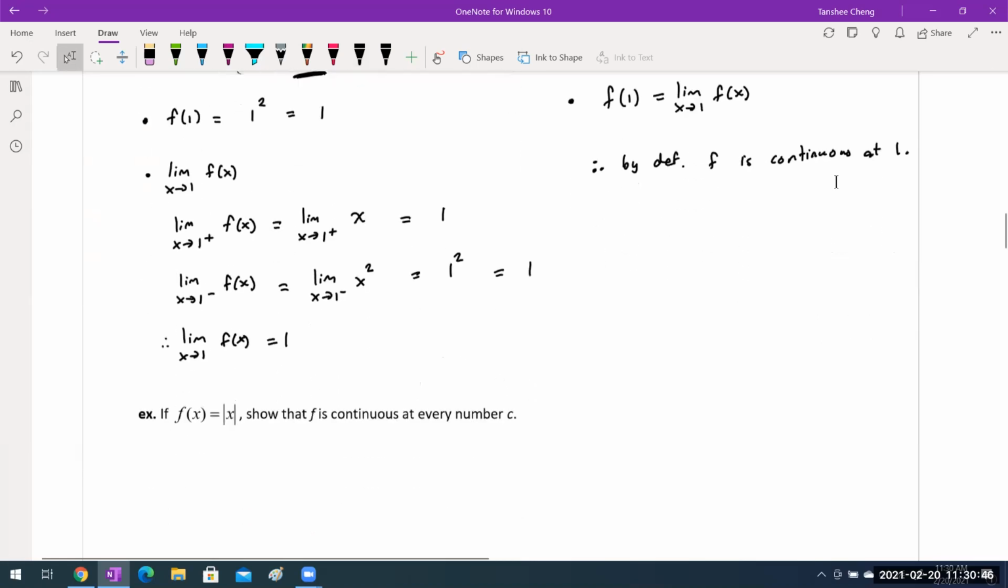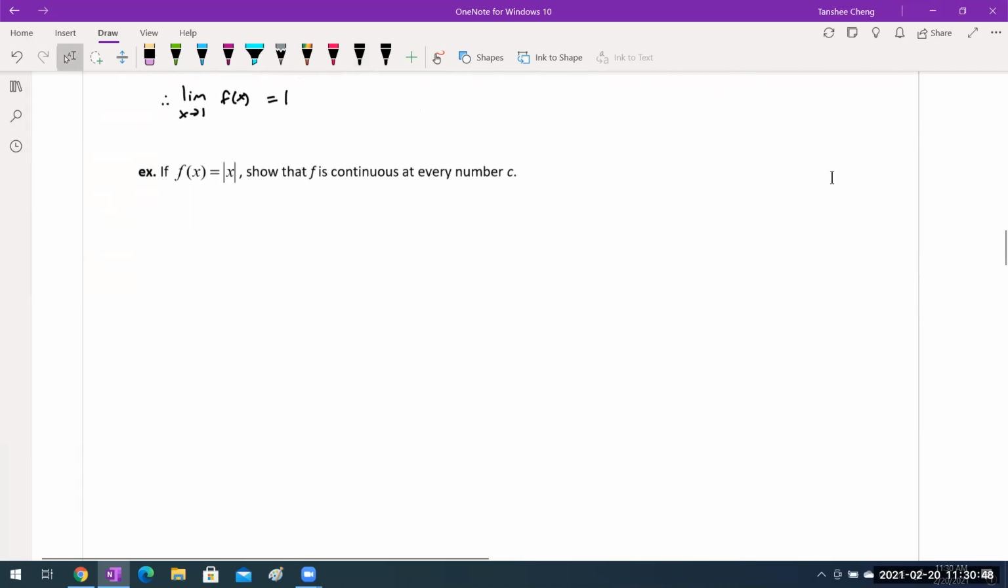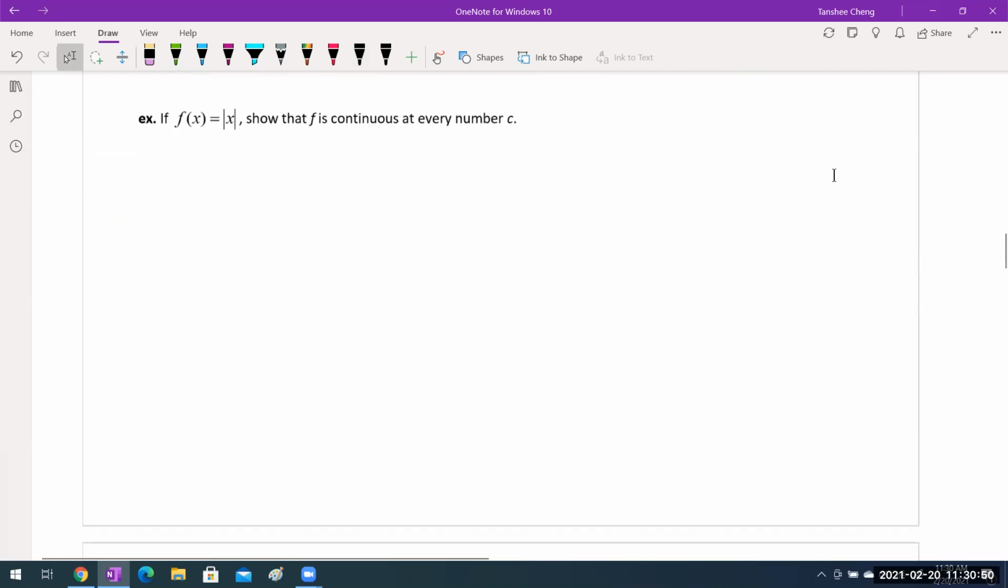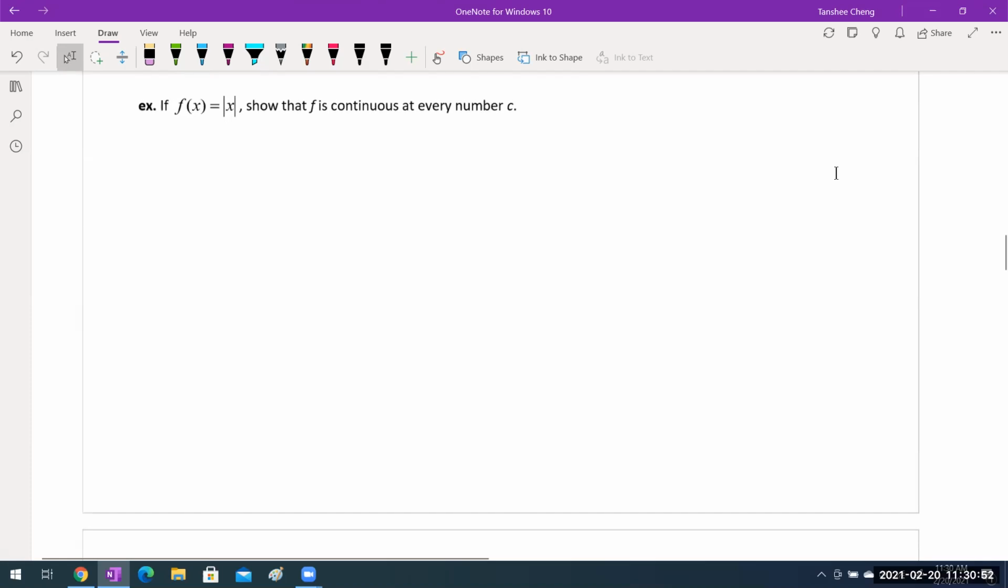So it's very important that you write it properly and logically. For the next example, I am not going to work on this, but I will guide you through it so that you can look at how to write it down. You can ask me questions during office hours if you want to. How do we deal with absolute value functions? We want to show that it's continuous for every number C, that means everywhere. C can be any real number.